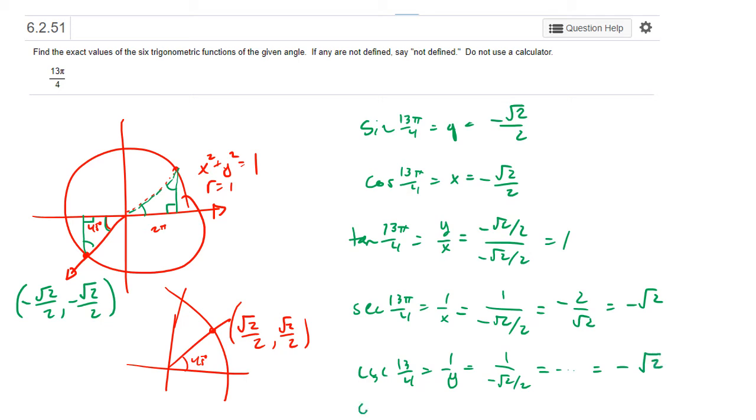And finally, the cotangent, I forgot my pi here, is, pardon me, x over y, which is negative root 2 over 2 over itself, which simplifies down to 1.